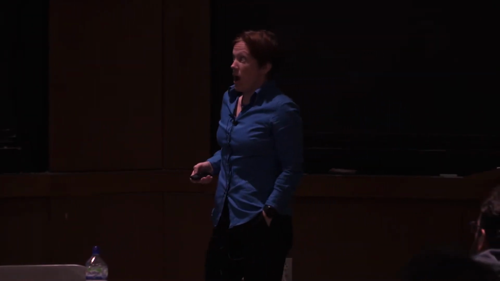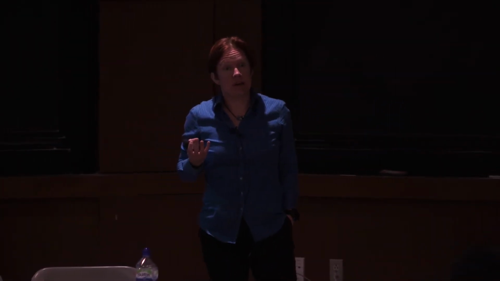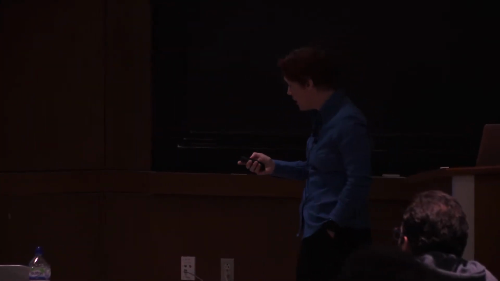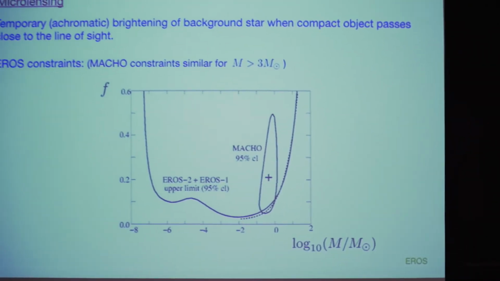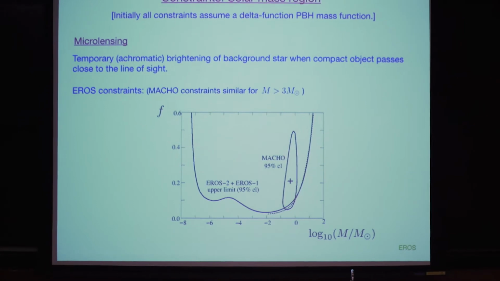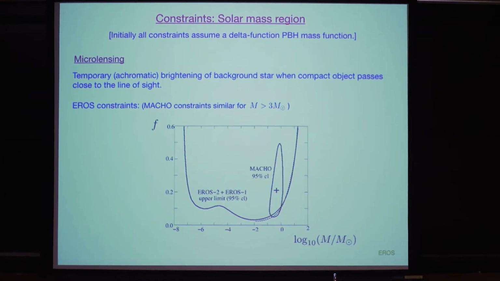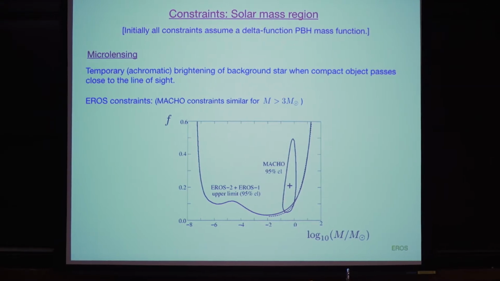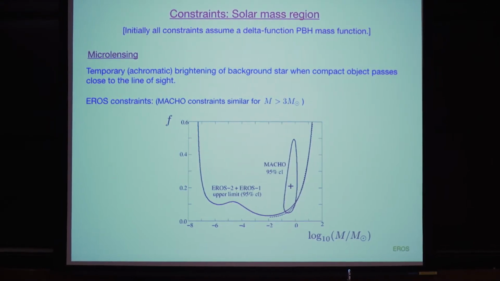There are a long list of different constraints. I'm afraid this is going to be a bit of a monotonous lecture with just a long list of different things that we go through one by one. I'm going to start off by focusing on the constraints that hold in the solar mass or multi-solar mass region, because this is the area that there's been a lot of interest in recently because of the LIGO events.